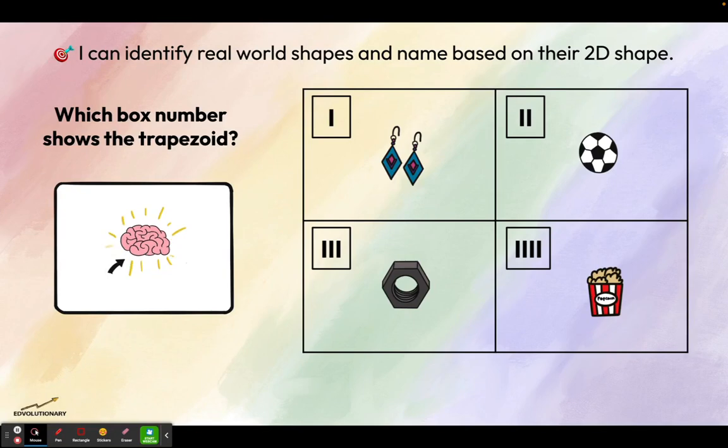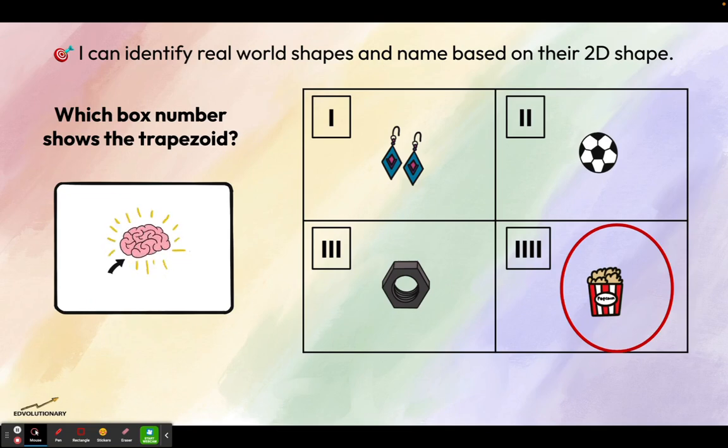Then we're going to go and have yet another different activity that reinforces shapes and tallies. So we're going to say which box number shows the trapezoid. Remember, the trapezoid is the one we just learned about today. Remember, it has 2 sides that are the same and 4 sides all together. Which one is it? Write it on your board. Give students a moment.